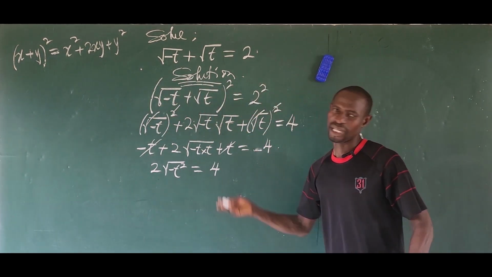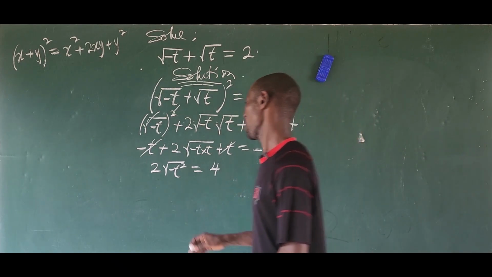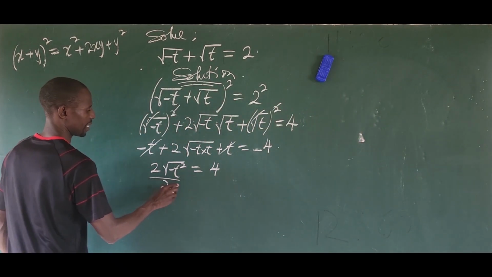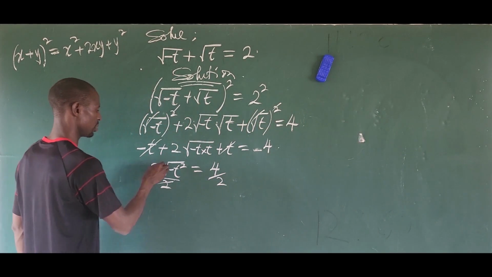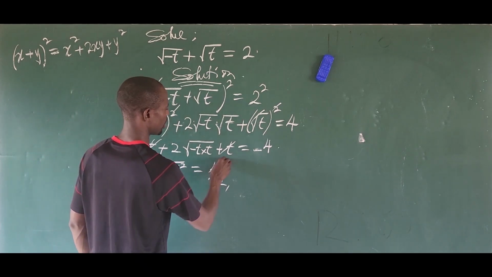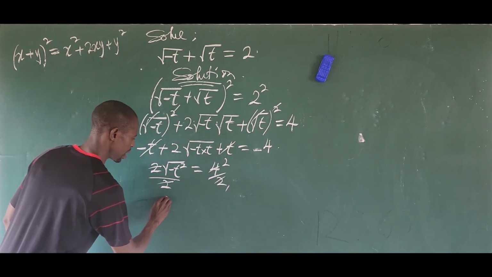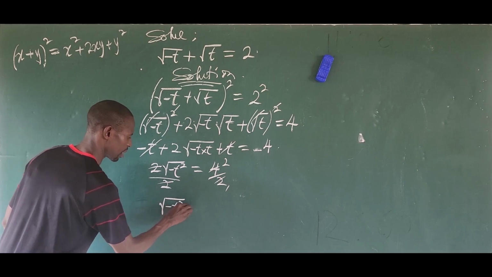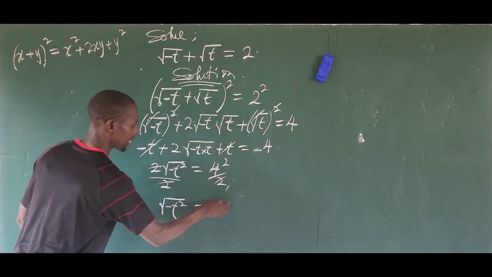Here, something is playing out. We can divide through by 2. So this will now be divided by 2. We equally divide this by 2. This leaves 2 here, and 4 divided by 2 gives 2. So we're now having the square root of minus t to the power of 2 equal to 2.